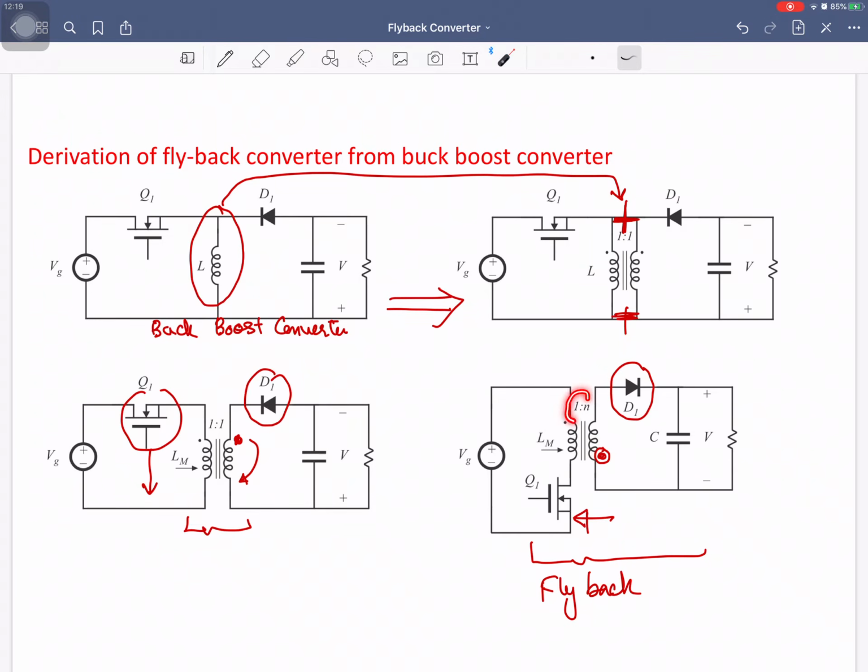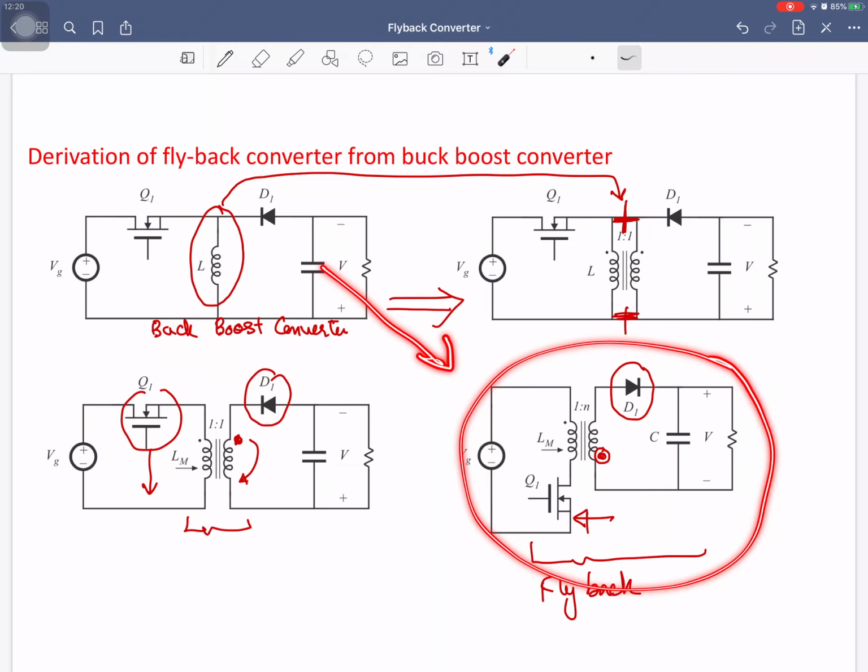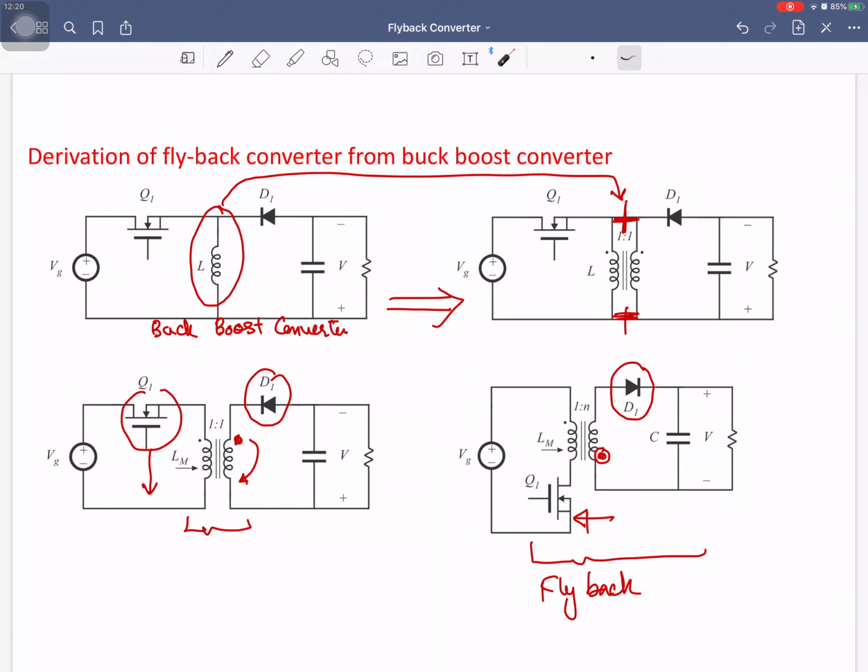and you can introduce the boost action as well, or buck action as well, by controlling the turn ratio over here, because now it will be like the transformer. So instead of 1:1, you can have 1:n. So this is your flyback converter derived from this buck boost converter. The isolated version of the buck boost converter is basically your flyback converter.